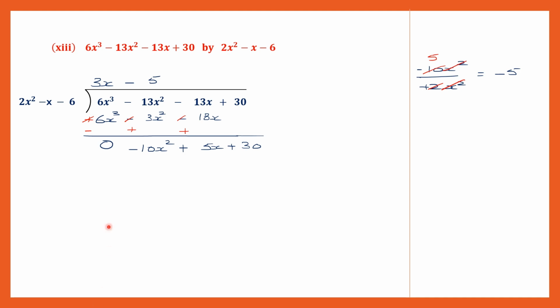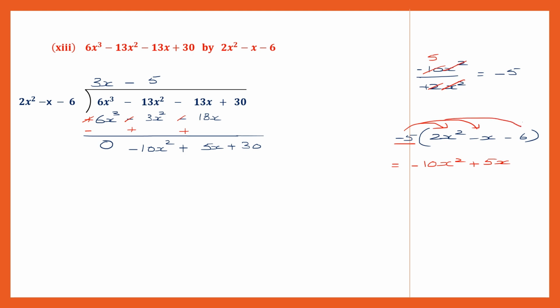In the next step, we're going to multiply minus 5 into every term of the divisor. So that will be minus 5 into 2x square minus x minus 6. So multiply with the first one. Now minus 5 into 2x square. The sign is minus, 5 twos are 10, x square. Minus 5 into minus x, minus into minus is plus, and the numbers 5 and x.